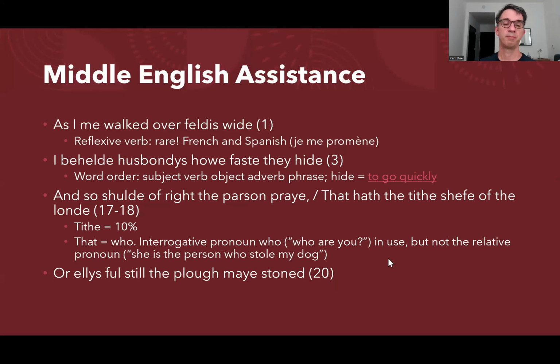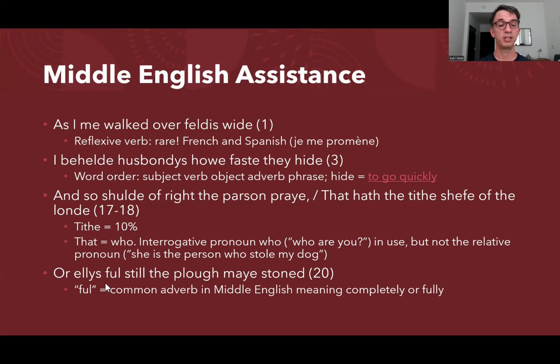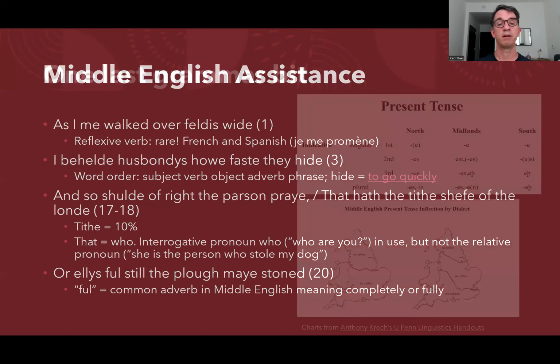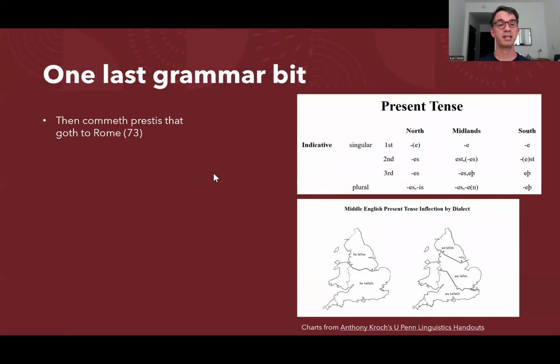"Or else full still the plough may stand," or else very quietly the plow may stand, the plow may not move. It might just stop working altogether. So full is a word you're going to encounter very often in Middle English. It's an intensifier. It just means completely or fully or very. You're going to encounter it very, very often. So just file it away and be familiar with it. And one more thing, which is about that F ending, which is probably the thing you expected to see in Middle English, because that's what you think of as older English looking like, using F.